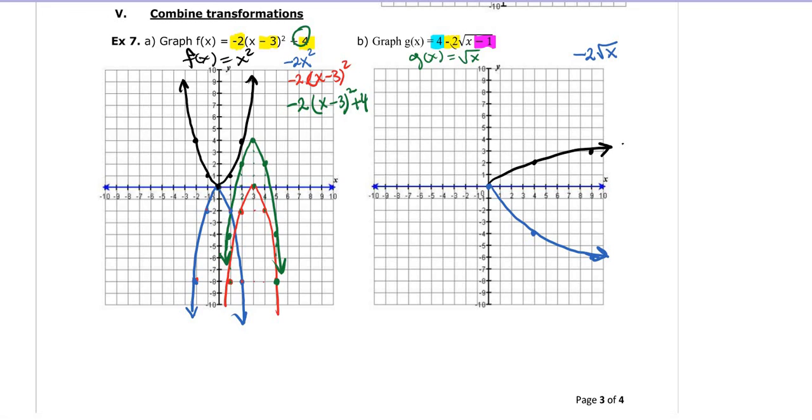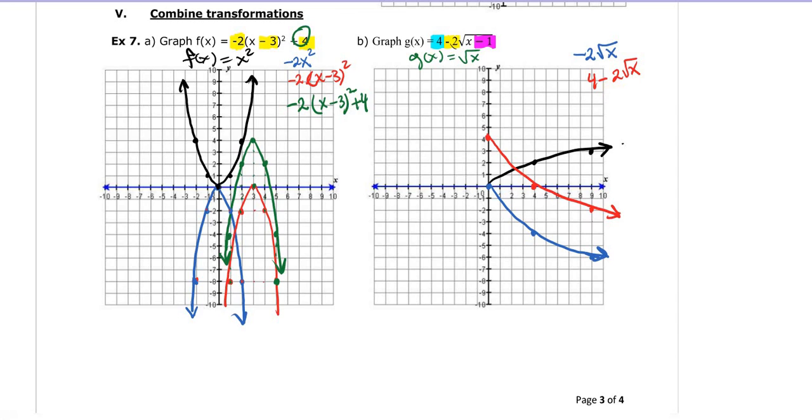So I will do one movement at a time. I'll do the next one, which is moving up 4 units. 0 and 0, if you move it up 4 units, it's going to become 0 and 4. 4 and -4, if you move it up 4 units, it's going to become 4 and 0. 9 and -6, if you move it up 4 units, it's going to become 9 and -2. So here is the graph after we moved it up 4 units. So what we did now, we did 4 minus 2 square root of x.